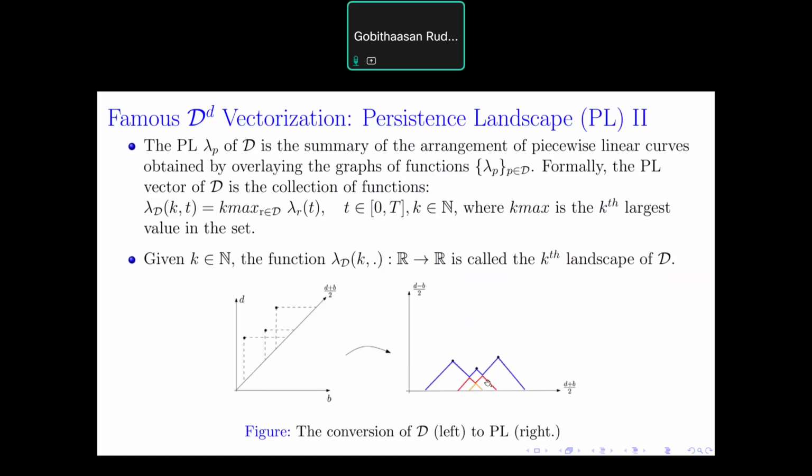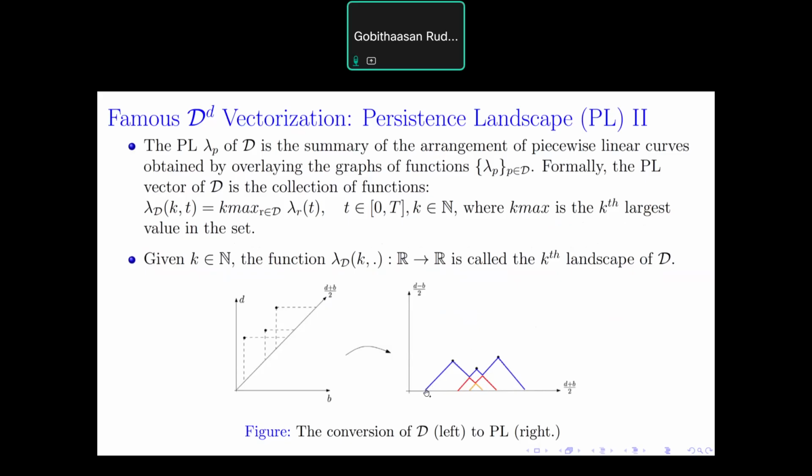Taking this tent function, you then rotate it 45 degrees. So you get a new space with (D plus B) over 2 on the x-axis, whereas the y-axis is (D minus B) over 2. So when you convert, you get such a tent function from the point, from the birth and death. After that, you keep track of the maximum values.